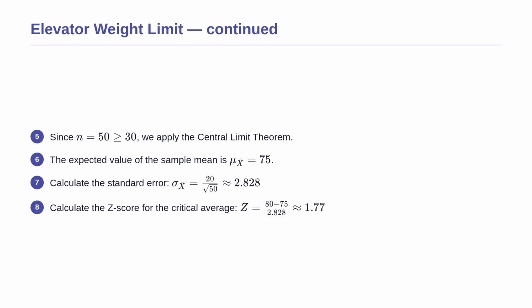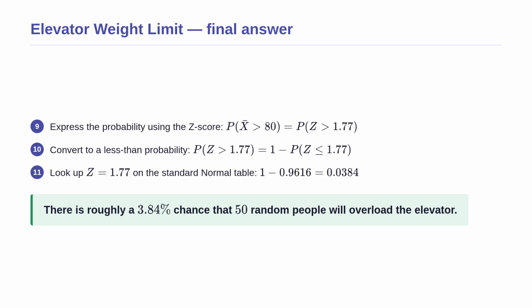We calculate the standard error by dividing the population standard deviation 20 by the square root of 50. This gives us approximately 2.828. This tells us the spread of the sample means for groups of 50 people. We then calculate the Z-score for our critical average of 80 kilograms, which comes out to about 1.77 standard errors above the expected mean.